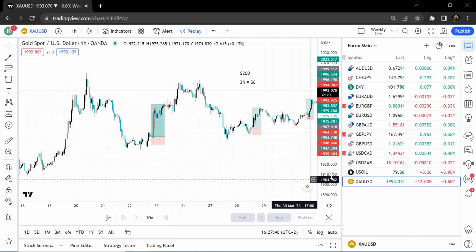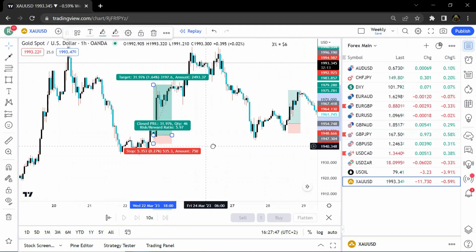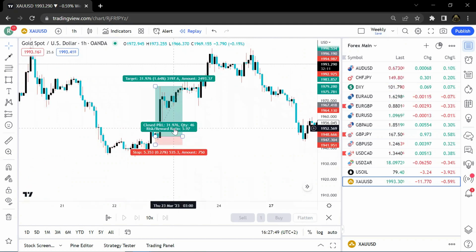Okay. So now market broke that structure. Let's just put a 500 points, $5 move stop loss on all the trades.